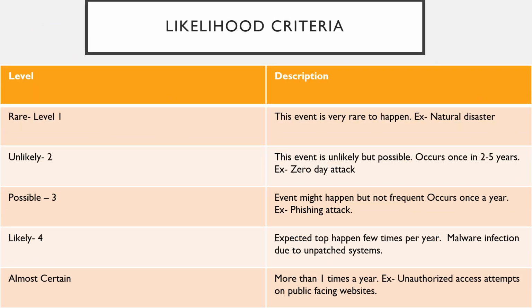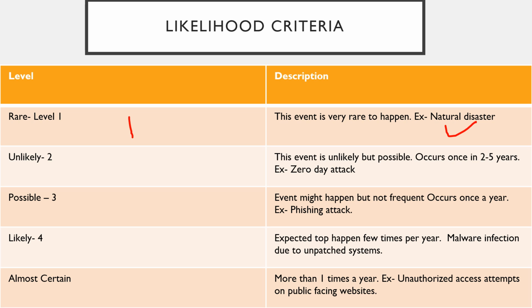Coming to the next slide, likelihood criteria. How can we rate our organization in terms of likelihood? If an event is very rare to happen, for example a natural disaster, mark it as level 1.